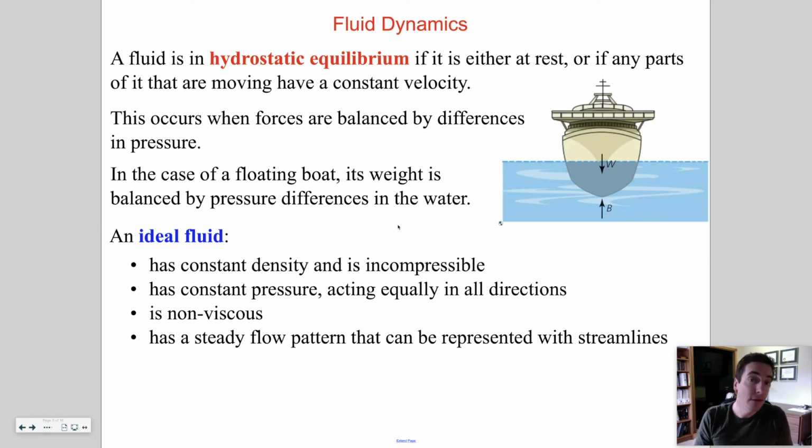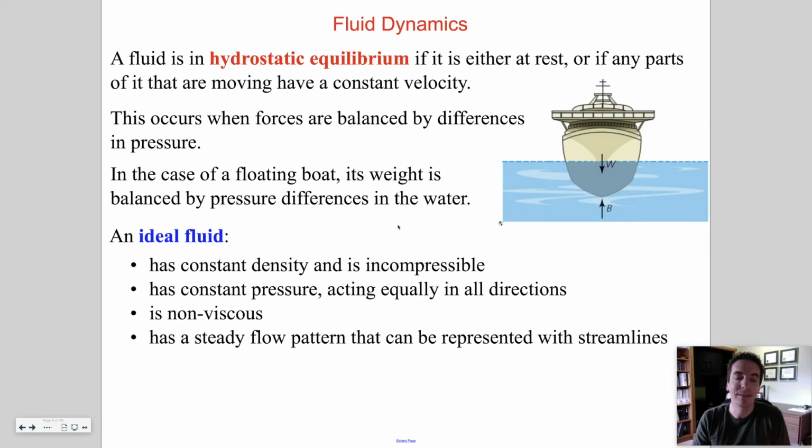An ideal fluid, so sort of like an ideal gas, but obviously for a fluid, has constant density and is incompressible, has constant pressure acting equally in all directions, is non-viscous. So viscosity is something like, let's say, maple syrup, which would be a very viscous liquid. It's thick, it doesn't flow very quickly, whereas something that is less viscous, like water, for example, flows very quickly.